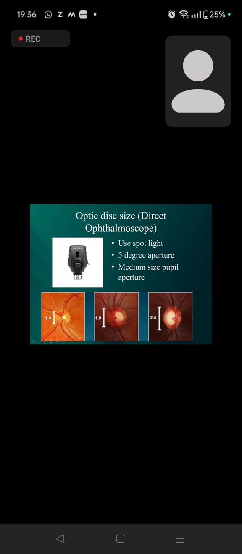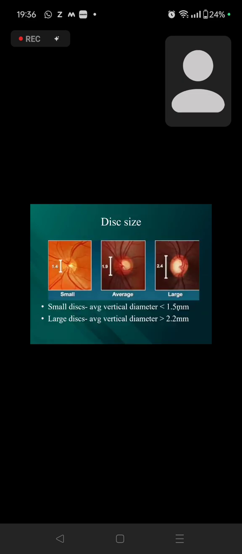Either you can use a Welch Allyn scope or any other scope. A Welch Allyn scope means the aperture size will be fixed. It will be a 5-degree aperture. If you put the 5-degree aperture over the disc, and the disc margin comes within this circle, it is called a small disc, so the size will be less than 1.5. If you put the circular aperture and the disc correctly fits in it, it is an average disc, a medium-sized disc or normal disc. And if you put the aperture and you see the disc margin outside this aperture, it indicates a large disc, more than 2.2 millimeters.